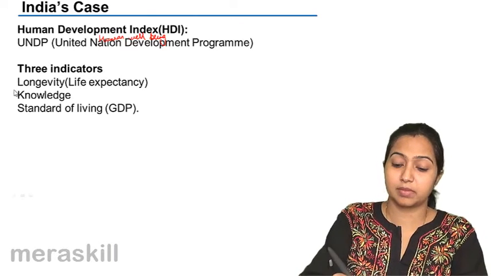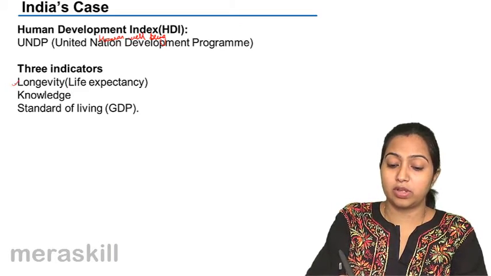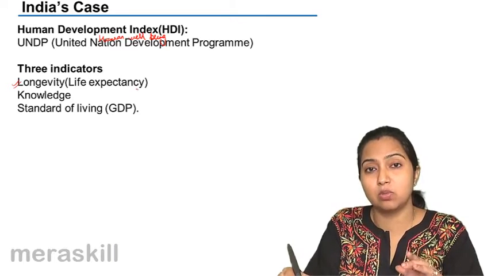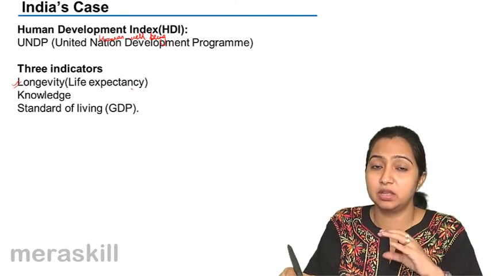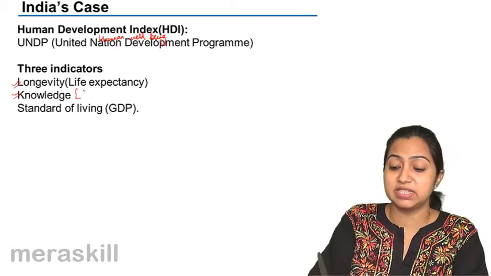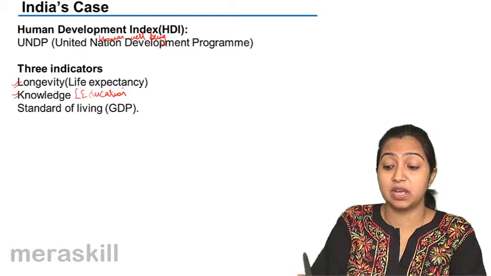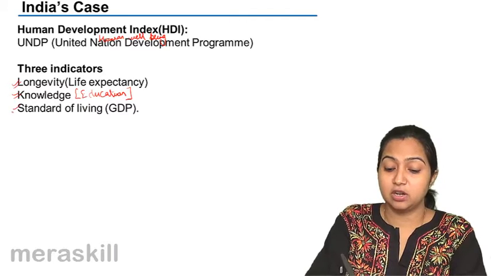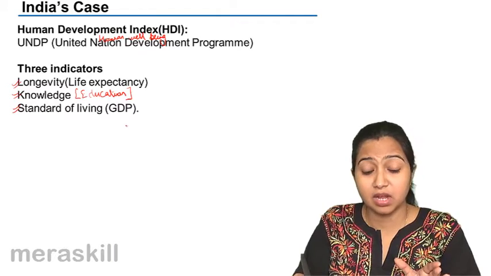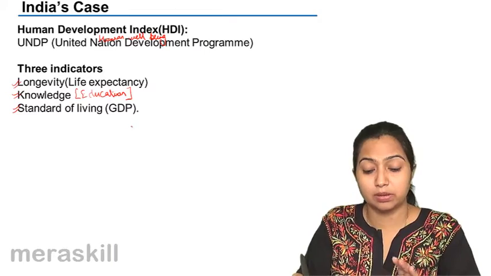Longevity, which is life expectancy at birth. That is, when you're born, how many years your lifespan is going to be. Knowledge, which means education, the literacy rate of a country, how many people are literate. Standard of living, which is the GDP or the gross domestic product, the income that a country has. These are the three basic indicators which we'll take up one by one.